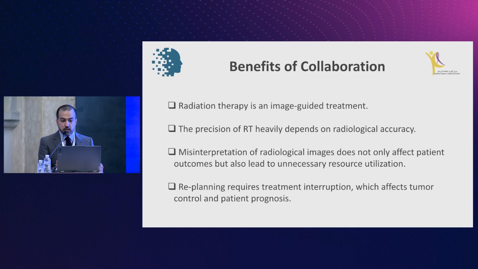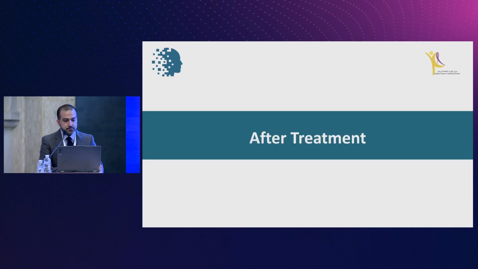Misinterpretation of radiological images does not only affect the patient outcome, it also leads to unnecessary resource utilization. Replanning requires treatment interruption, which affects the control of the treatment. So when we have such a patient, we have to stop the treatment and do a new plan, which may take 3-4 days, and this affects the overall prognosis of that patient.